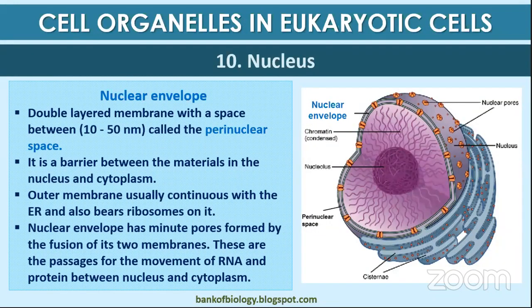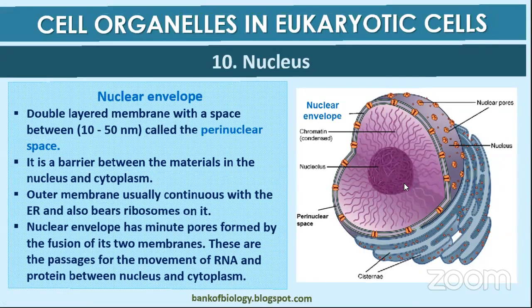Nuclear envelope is double layered with a space in between called the perinuclear space. Okay, remember this. Inside it is the nucleoplasm, in which we find the chromatin network and the nucleolus.